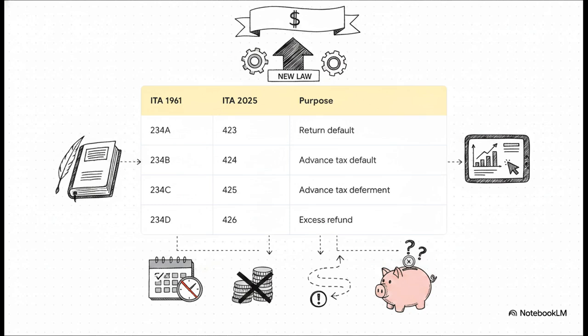Under the 2025 Act, Section 234A becomes Section 423 for defaults in furnishing returns. Section 234B becomes Section 424 for advance tax defaults. Section 234C maps directly to Section 425 for deferment of advance tax. And finally, 234D becomes Section 426, which handles interest on excess refunds. The numbering is completely different, but the fundamental structure is kept intact to ensure continuity for professionals like us.